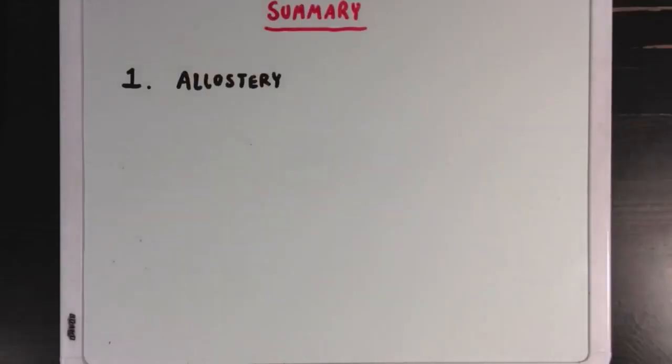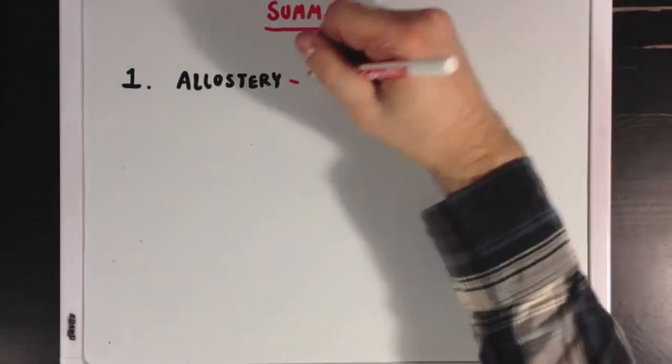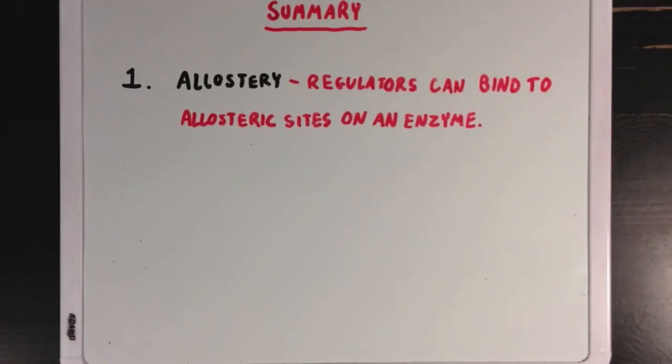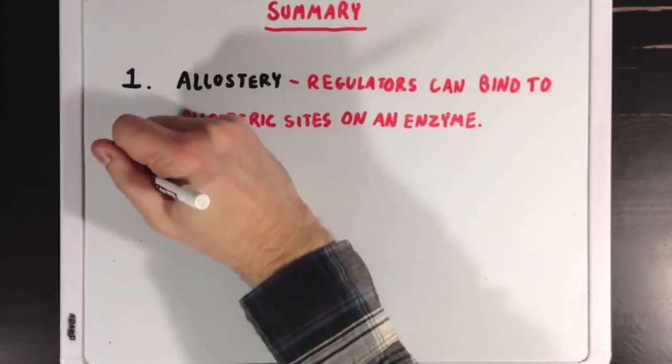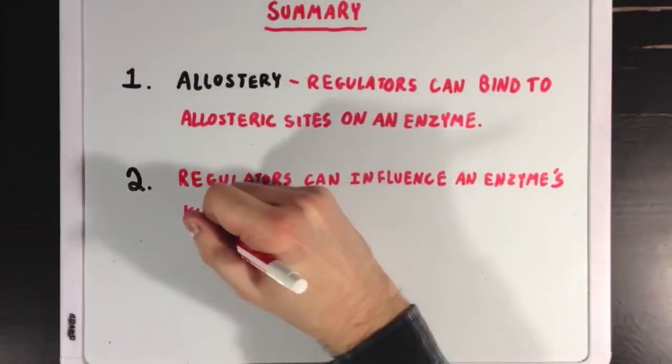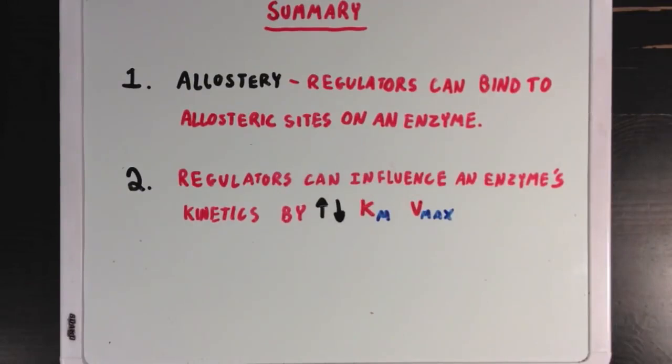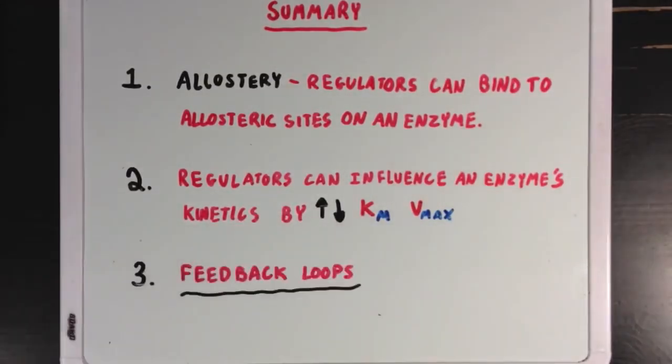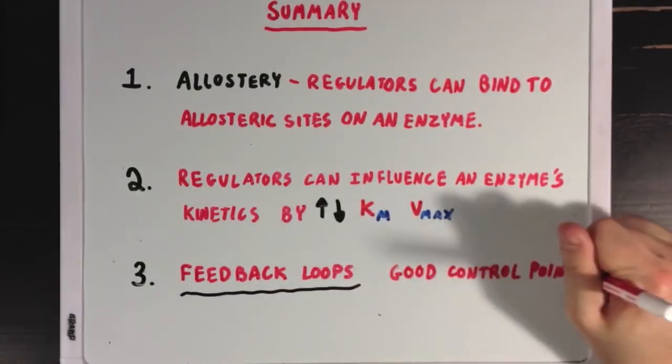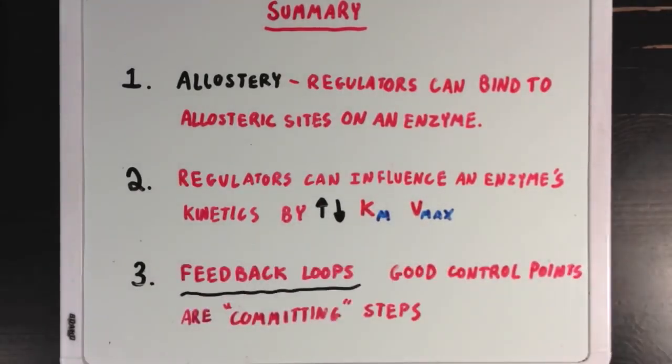So what did we learn? Well, first we learned about the concept of allostery and how regulatory molecules can bind to allosteric sites instead of active sites. Second, we learned that these allosteric regulators influence an enzyme's kinetics by increasing or decreasing Km or Vmax. And third, we learned about what a feedback loop is and how in long multi-step processes like glycolysis, the best control points are highly committing steps, the ones with very negative delta G values.